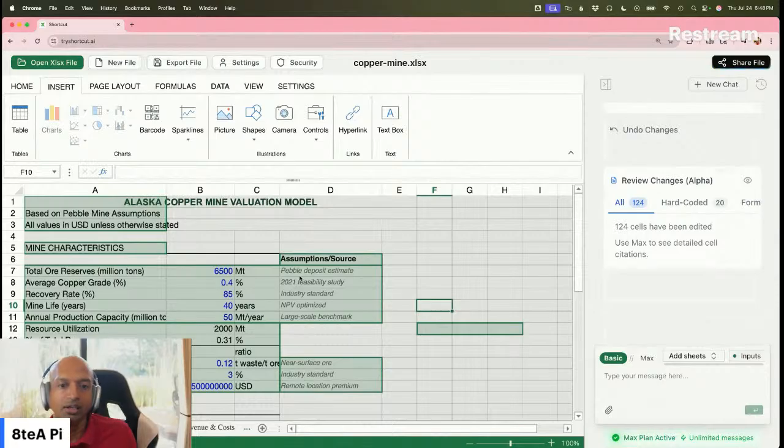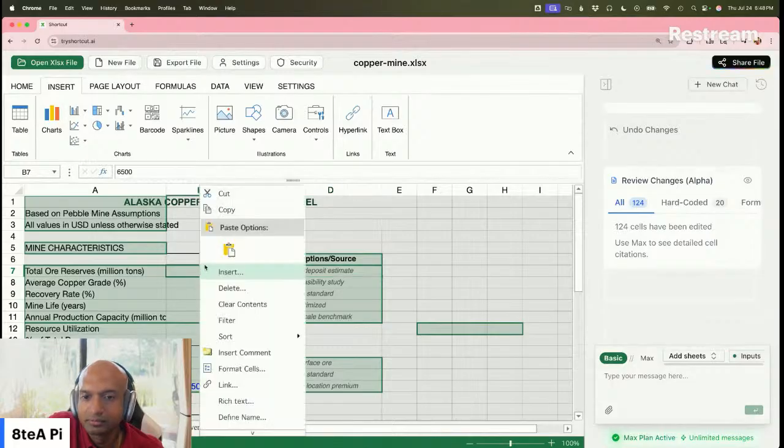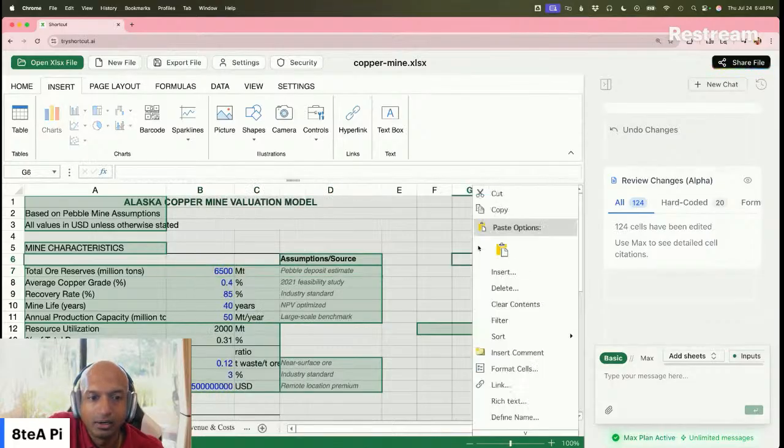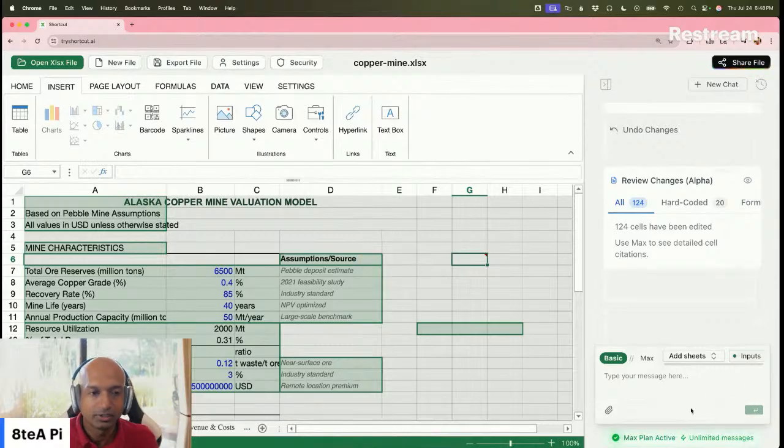Okay, so it was not able to use the Excel comment feature, I think. All right. I will insert a comment here. Inputs G6. Can you read the comment note attached to inputs G6 cell?